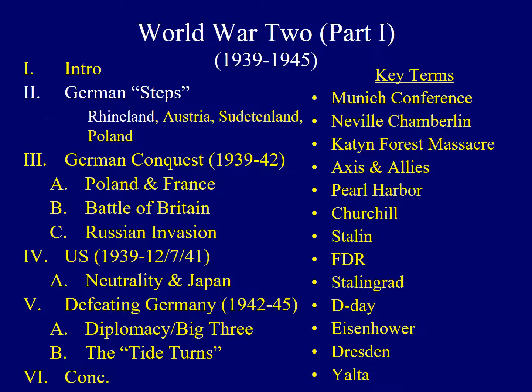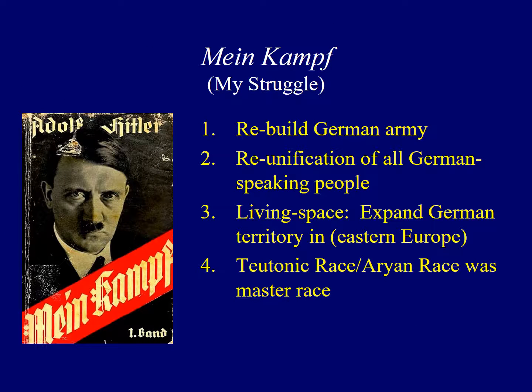We'll begin by addressing some of the steps taken by Germany that eventually resulted in the war. Remember this slide from a previous topic? What we'll see is that Hitler's book Mein Kampf was almost a blueprint for his actions during the 1930s once he came to power.